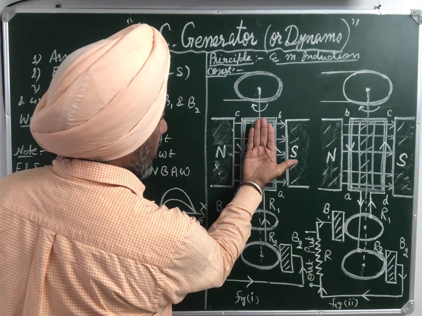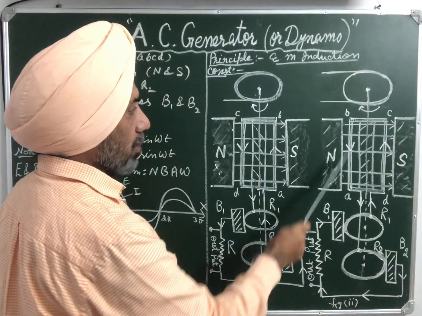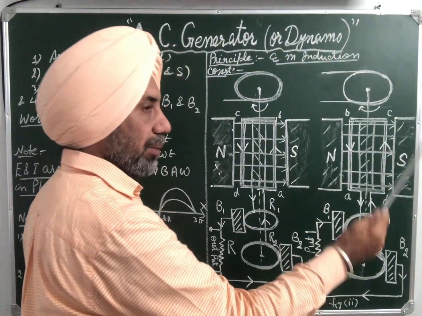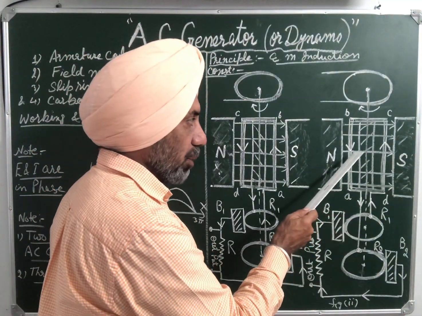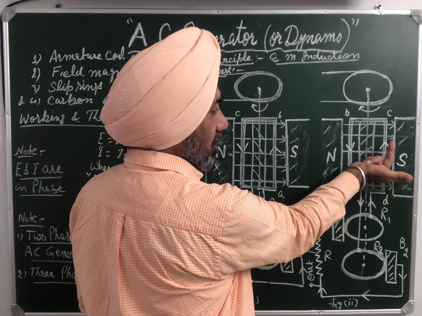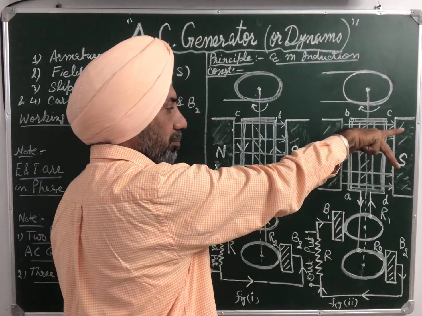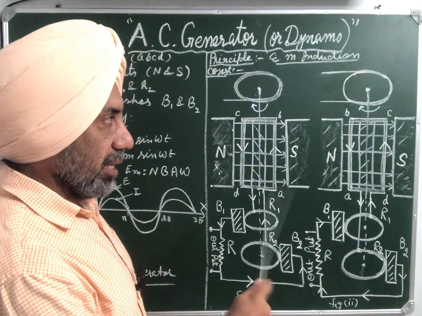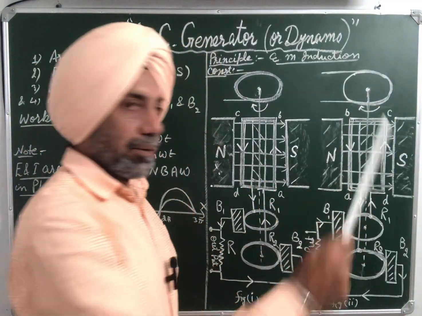It will rotate like this. After half rotation, AB comes here and CD comes here, but it is again rotating continuously in the same direction. Now after half rotation, CD is coming out and AB is going into the plane of the board. Again by Fleming's right hand rule, the direction of induced EMF will be from D to C, and in this case from B to A. The direction is still anti-clockwise, but basically it is reversed. It was from A to B, then C to D. Now it is from D to C, then B to A.